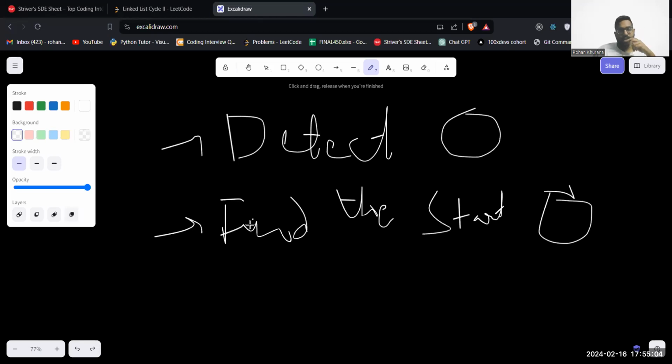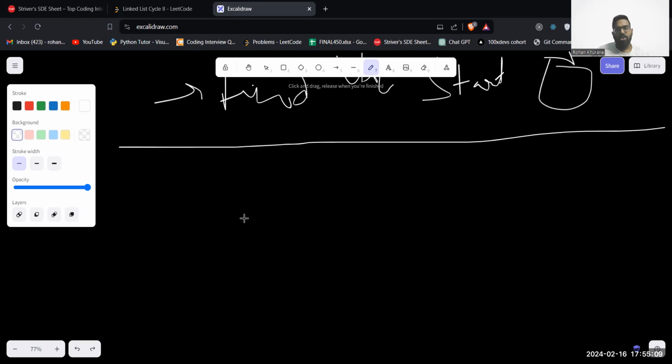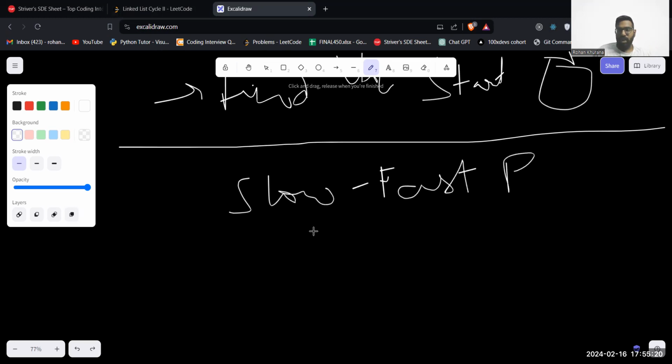And in that question, I told you that it is not sure that when we use the slow and fast pointer approach, slow and fast will be at the starting position or not. Now, why is it so? We can discuss this when we get to the proof part. But let's start with the solution.